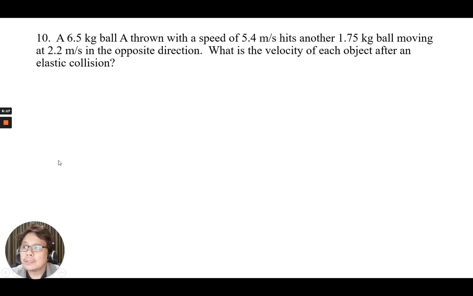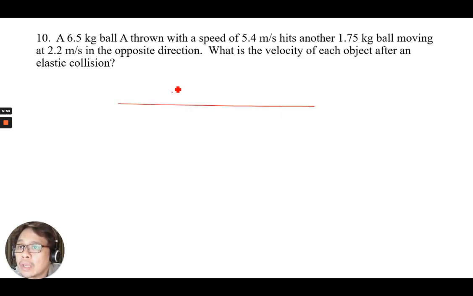Number 10, a 6.5 kilogram ball A thrown with a speed of 5.4 meters per second hits another 1.75 kilogram ball B at 2.2 meters per second in the opposite direction. What is the velocity of each object after an elastic collision? So notice that what we are given here is just all the data before the collision. So we illustrate.